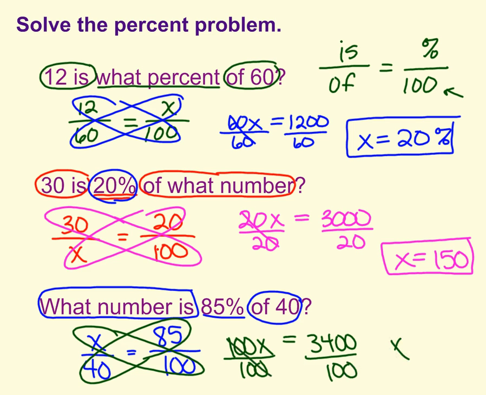And x equals 34. Does this need a label? Again, the only label is percent, and they gave us the percent right here, so I know this one is not the percent. So in these problems, if you can remember is over of equals percent over 100, you got it.